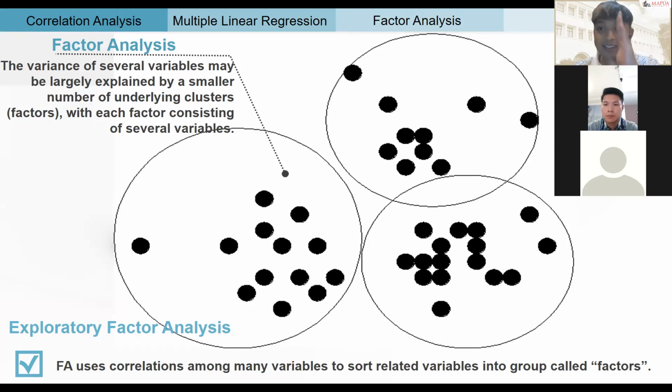Remember, if the y-axis is the number of respondents, respondent 1, respondent 2, respondent 3 until 2,000, the x-axis is the variables. The one that you reduce is the x-axis, not the y-axis. If you try to reduce the y-axis, that is cluster analysis. Some students ask me, sir, is cluster the same as factor analysis?